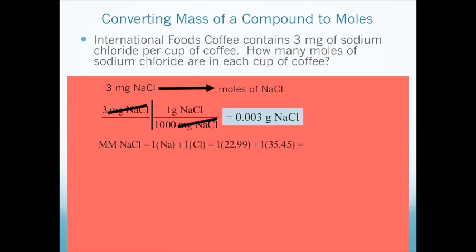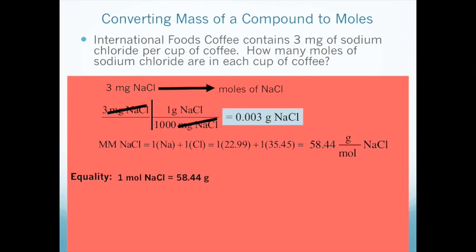Now we have the molar mass of sodium chloride is the mass of 1 sodium atom and 1 chloride ion, which is 22.99 plus 35.45. This is equal to 58.44 grams per mole. That's the molar mass of sodium chloride.